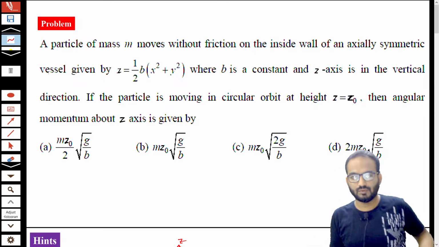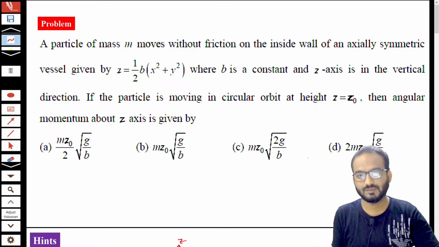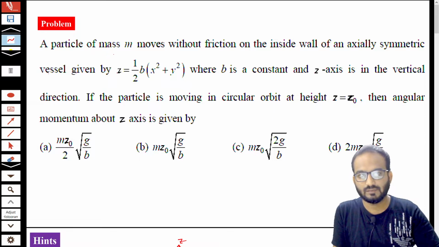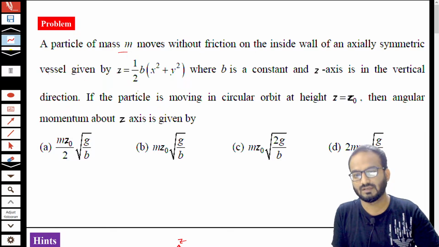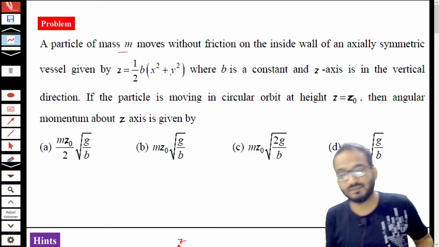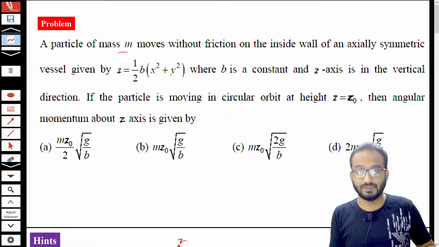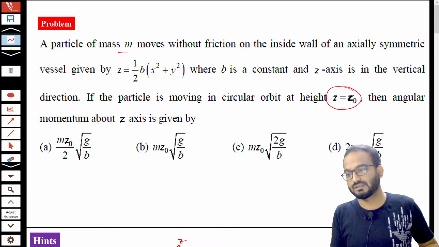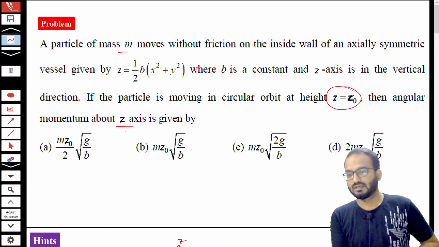Okay, so we have a problem here from classical mechanics. Let me read the problem for you. A particle of mass m moves without friction on the inside wall of an axially symmetric vessel given by z = (1/2) b (x² + y²). Okay, b is a constant here, z axis is in the vertical direction. If the particle is moving in a circular orbit at height z equals z0, then the angular momentum about z axis is given. So this is a very simple problem.